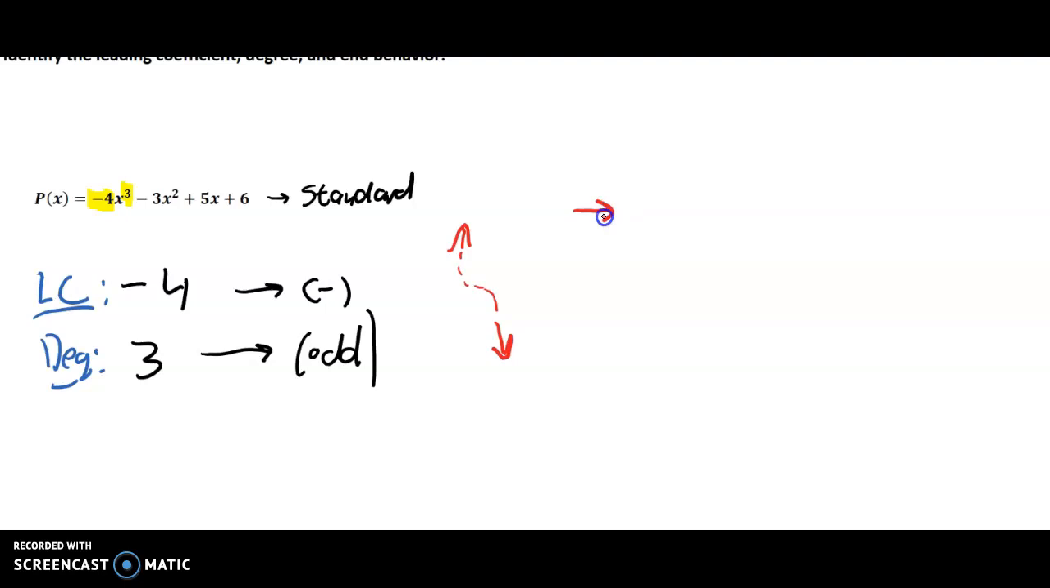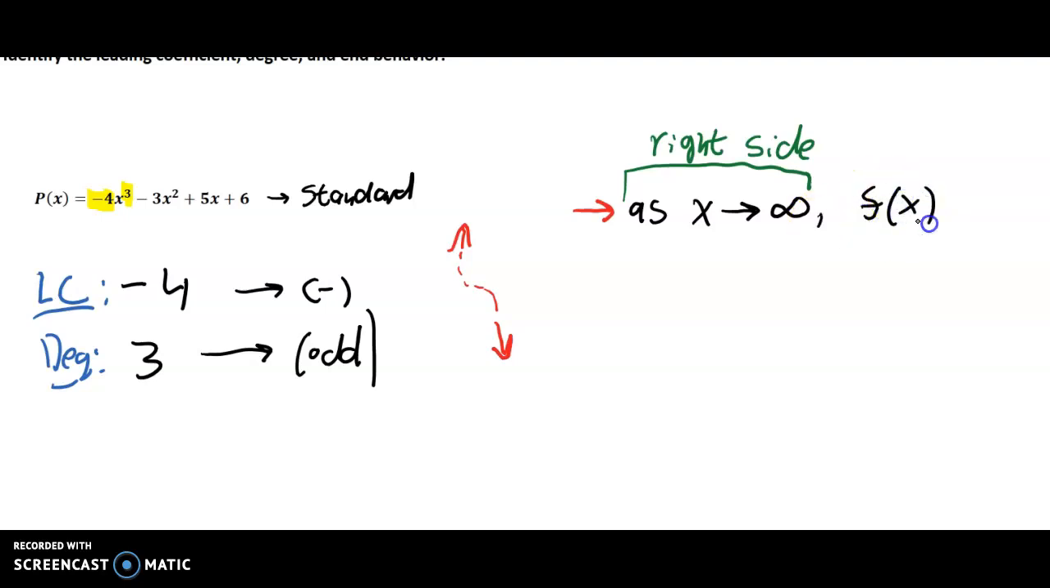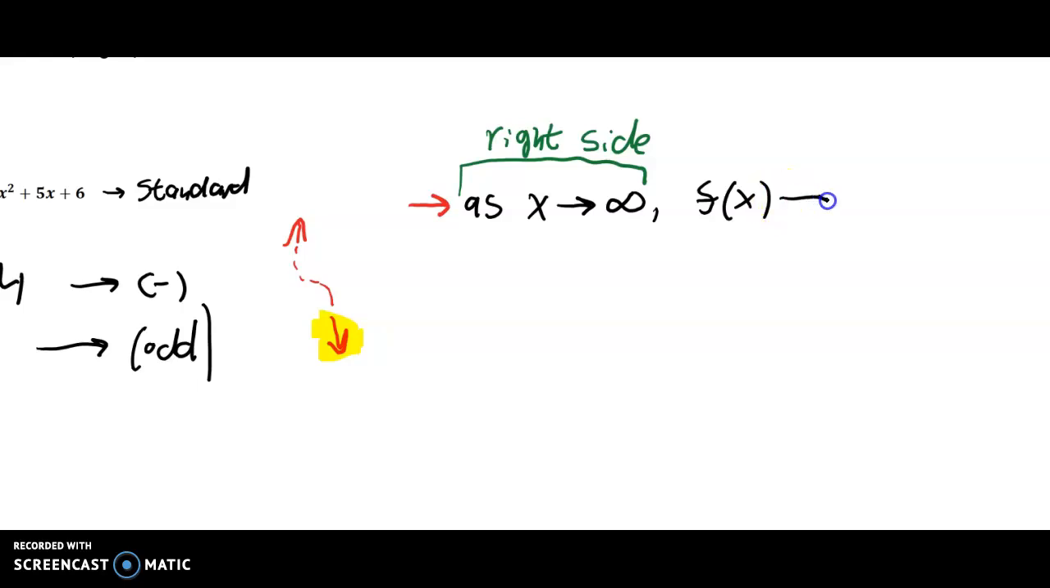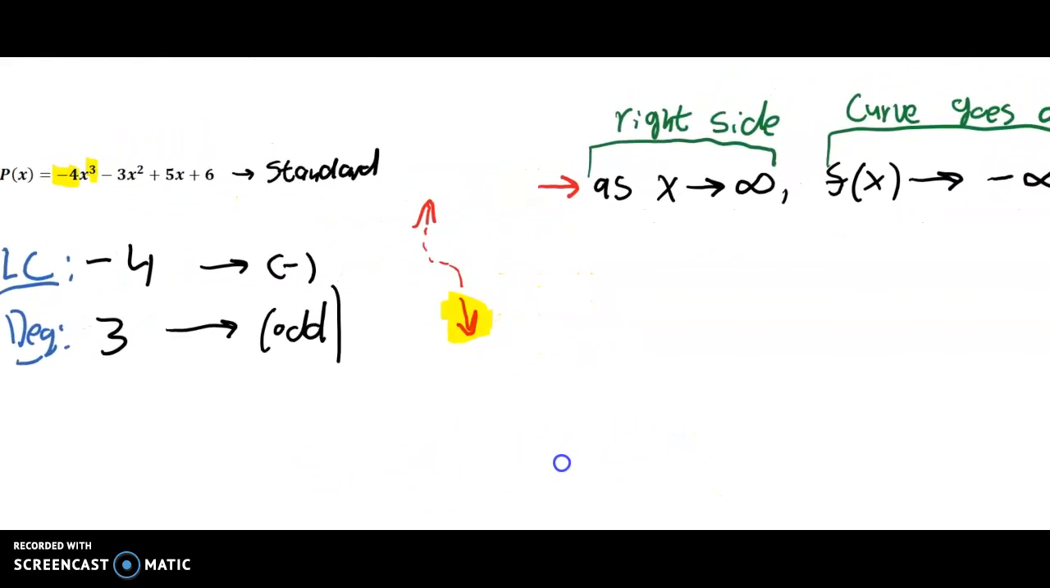So here's how we use that new notation. We're going to say, as x approaches infinity. This expression means the right-hand side of the graph. Because as the x values are approaching infinity, what does f of x, the curve itself, do? Well, what does this do on the right-hand side? It goes down. So we say f of x approaches negative infinity. This expression means the curve goes down. f of x is the curve, negative infinity is down. So all we're really saying here is on the right-hand side, the curve goes down. We know that from analyzing lead coefficient and degree.